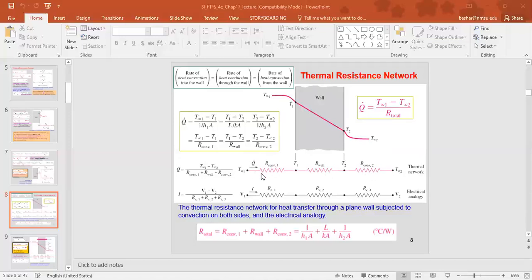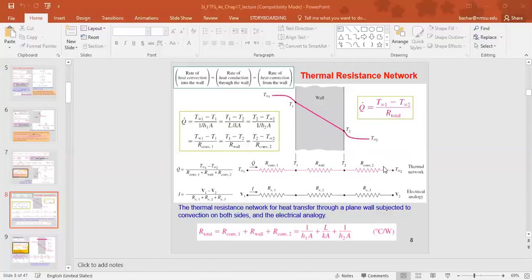So here we have convection thermal resistance between T infinity 1 and T1 according to Newton's law of cooling. Then we have a conduction wall thermal resistance, while here we have another convection thermal resistance. In case we have radiation here as well, then the convection and the radiation resistances are in parallel. Similarly here, if we have radiation, we will have the convection 2 plus the radiation 2 in parallel with each other.